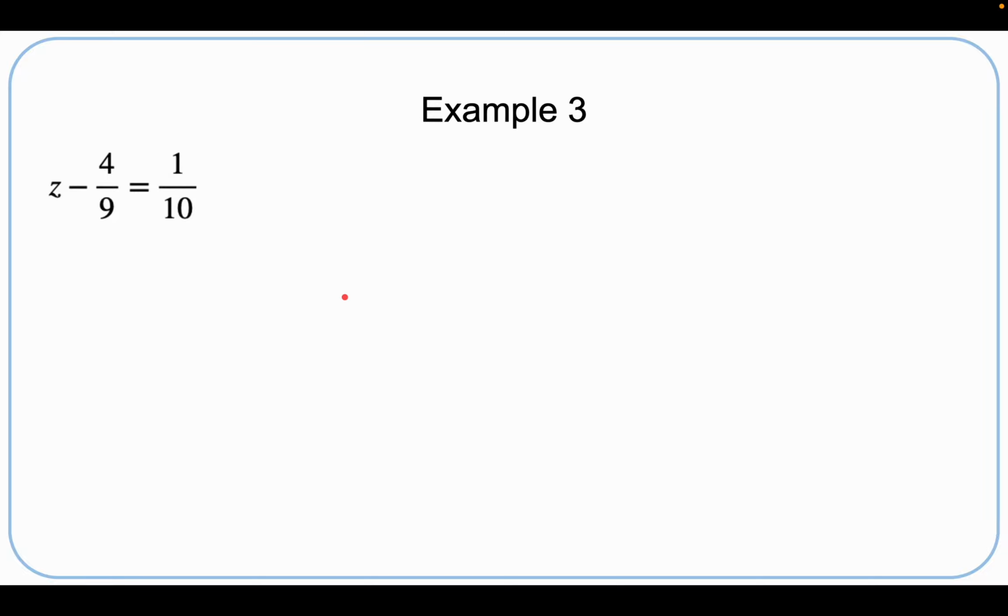All right, third example, z minus 4/9 equals 1/10. So here we're subtracting 4/9. So to isolate our variable, we need to add 4/9 to both sides. So I'm going to start rewriting our problem, but then add 4/9. What we do to one side, we need to do to the other. So we have 1/10, and we're going to add 4/9.